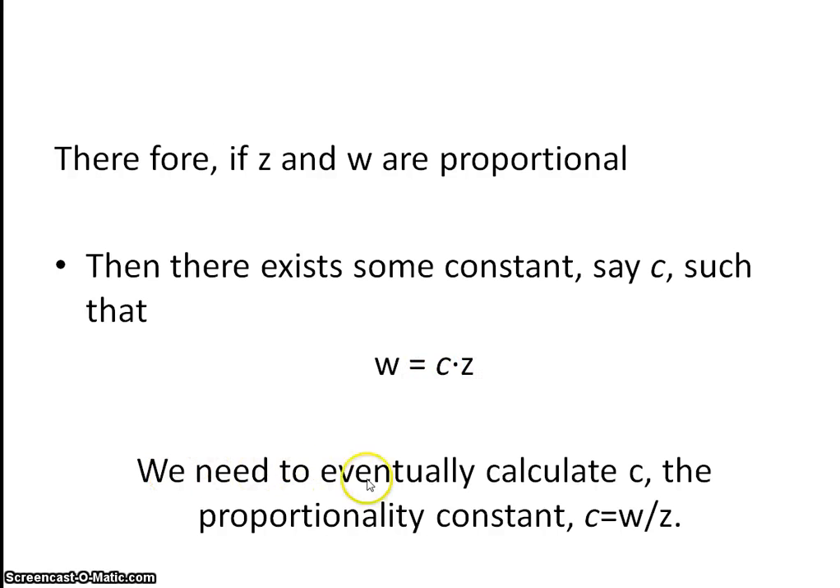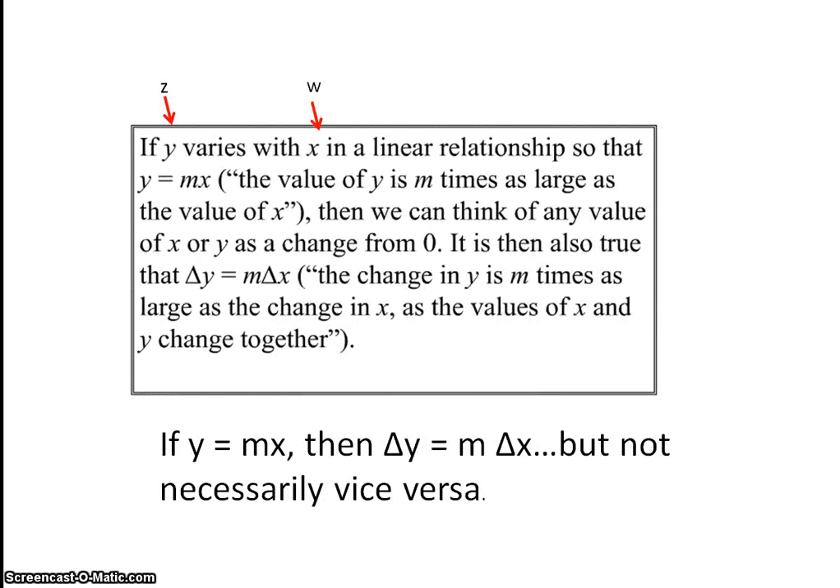And that would mean we eventually need to find that value c, that proportionality constant. And I'll lead you through that once we fill in some of the blanks. I found this out of one of our textbooks, and you may want to go back and print this out and put in a z and a w. I'm going to highlight something.